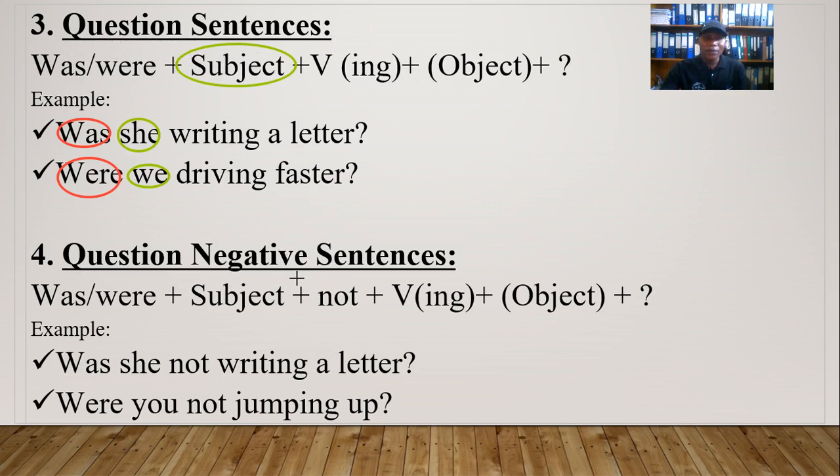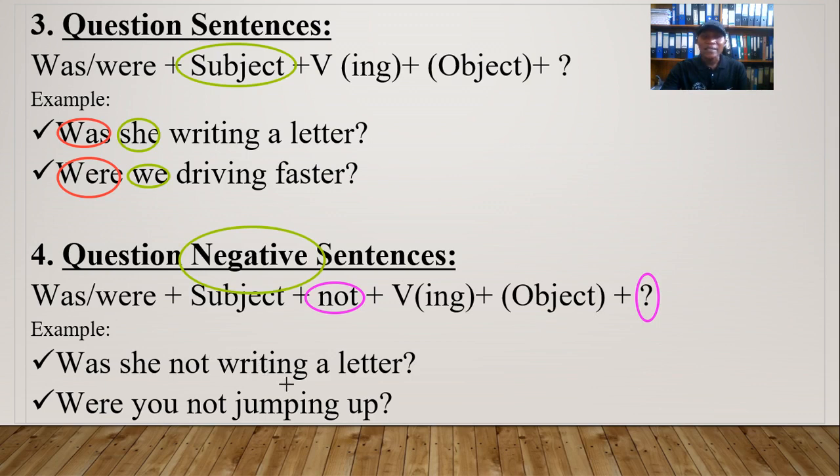Tunapokuja kwenye negative questions, maswali ambayo yako katika mfumo wa ukanushi, tunakuja kuangalia kanuni yetu. Our formula is was or were plus subject plus not. Remember, here we have to insert a negation word because this is a question negative sentence. Then plus verb in ing form, but remember at the end of all to insert your question mark, as you can see.